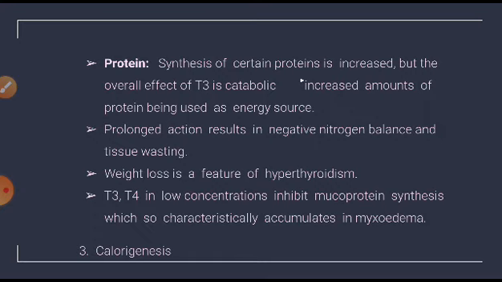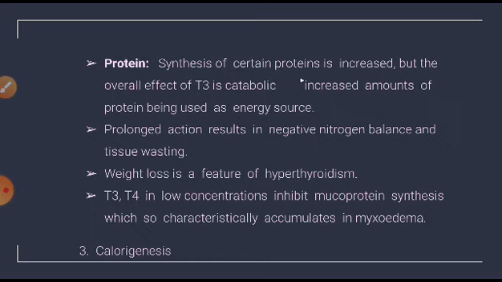The effect on protein: synthesis of certain proteins is increased, but the overall effect of T3 is catabolic. Increased amounts of protein are being used as energy source. Prolonged action results in negative nitrogen balance and tissue wasting. If the effect prolongs, then ultimately the negative nitrogen balance will be created and the tissue wasting will be there. Weight loss is a feature of hyperthyroidism.